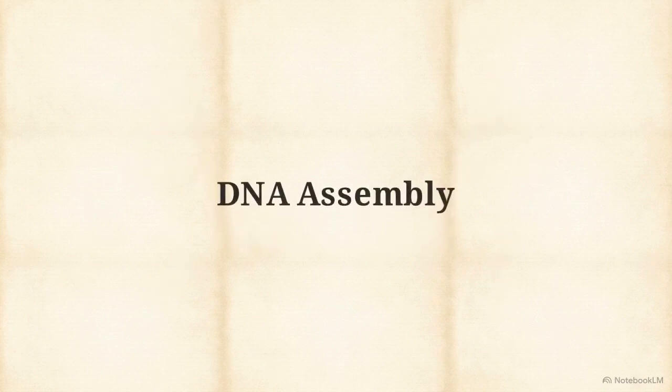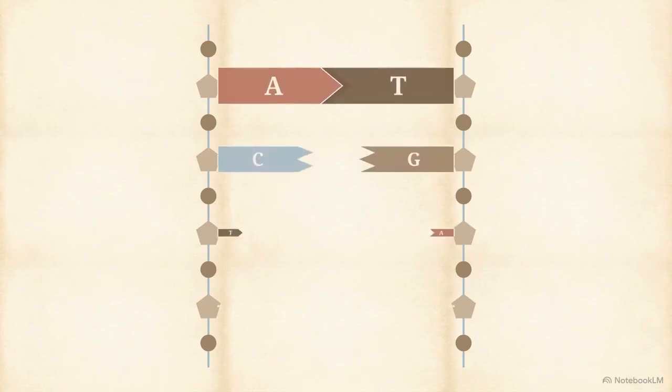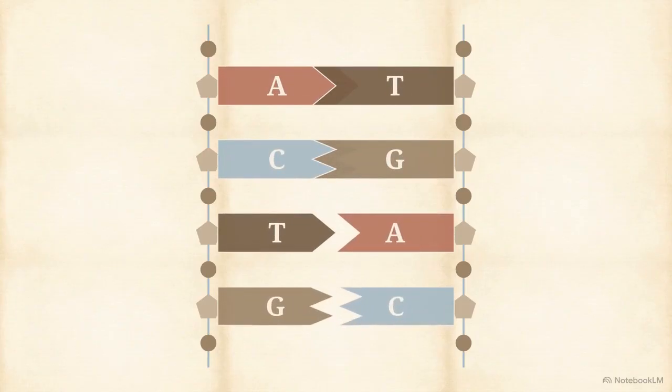Let's watch how these nucleotides actually assemble. The alternating sugars and phosphates lock tight to form the rigid outer rails, or the backbone. Meanwhile, the nitrogenous bases point inward, meeting in the middle to create what looks exactly like the rungs of a ladder. The biology of these rungs follows strict rules.